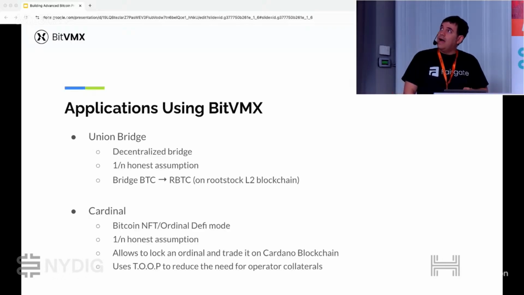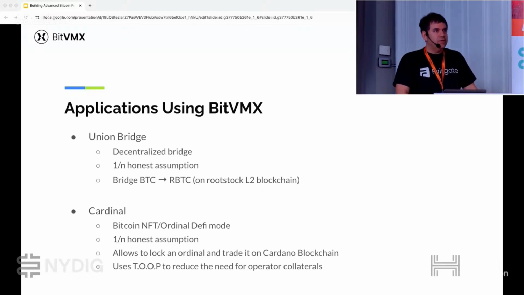So I want to talk about two applications that we already built using BitVMX. We have designed two bridges. One for Rootstock, a bridge between Bitcoin and the Rootstock layer 2 blockchain.